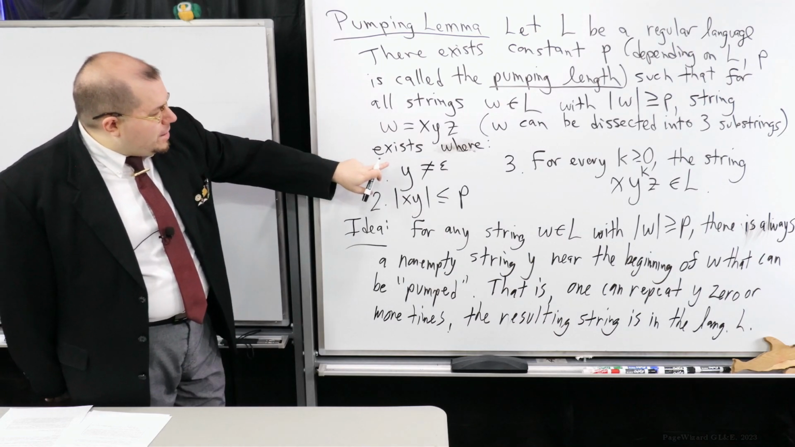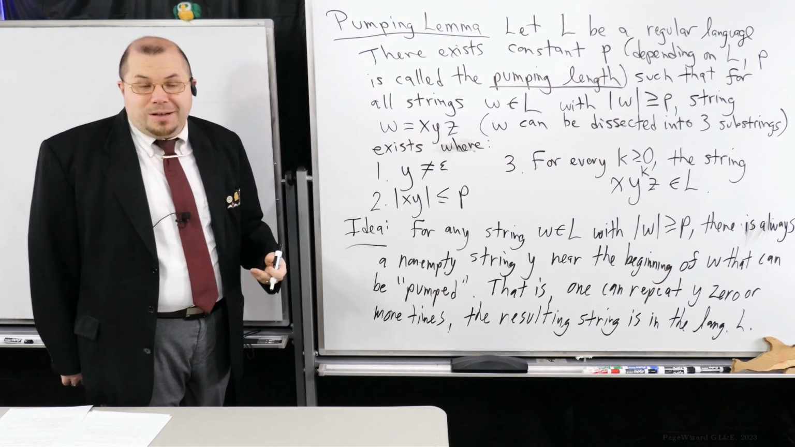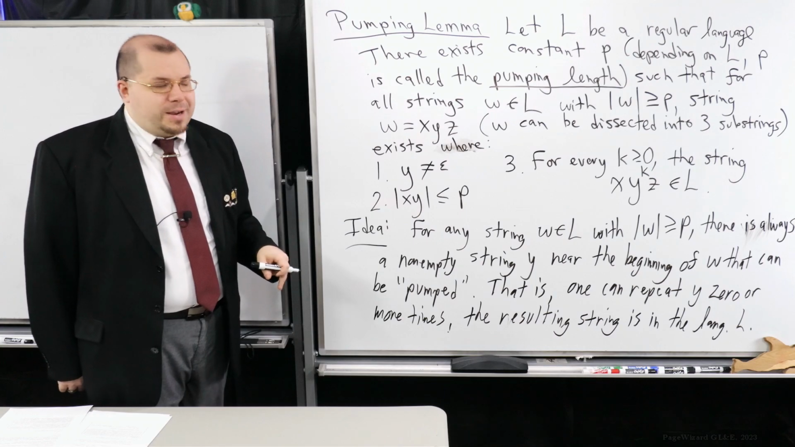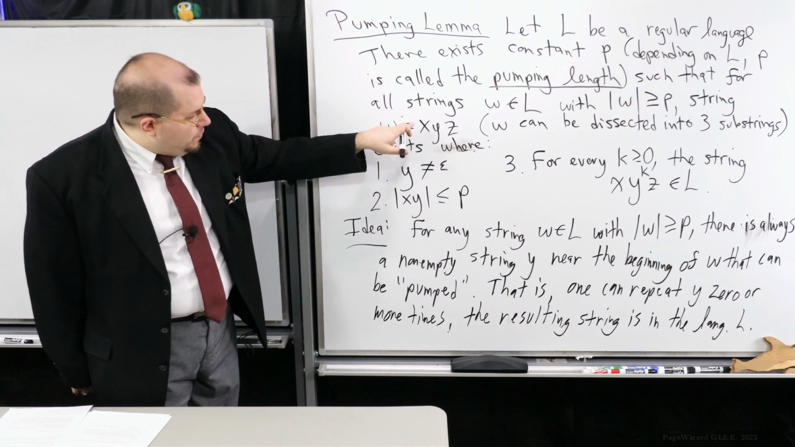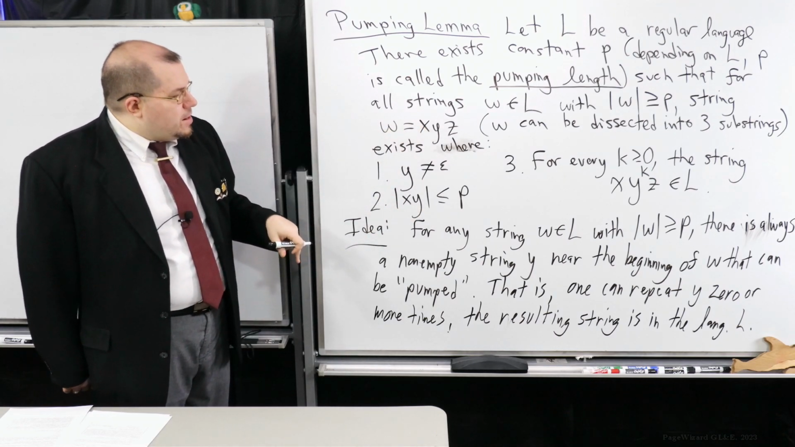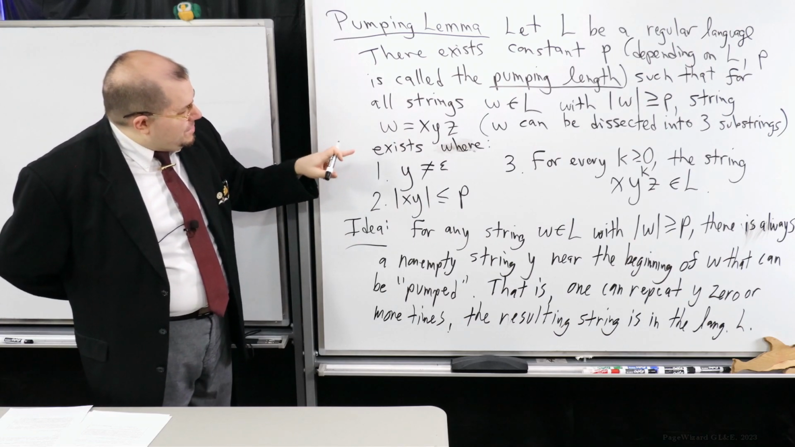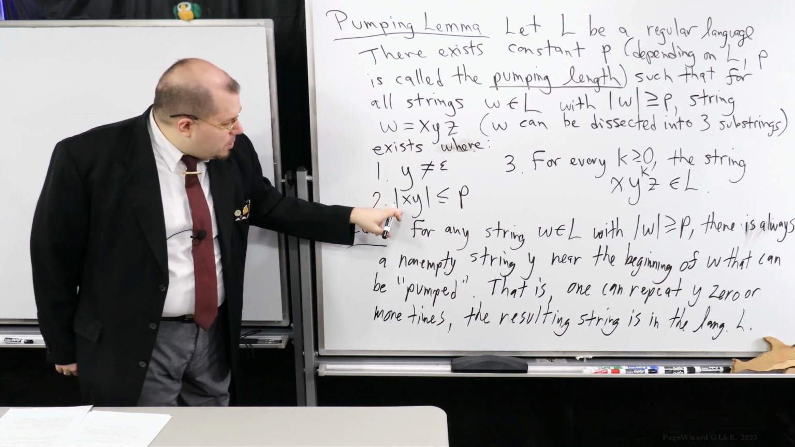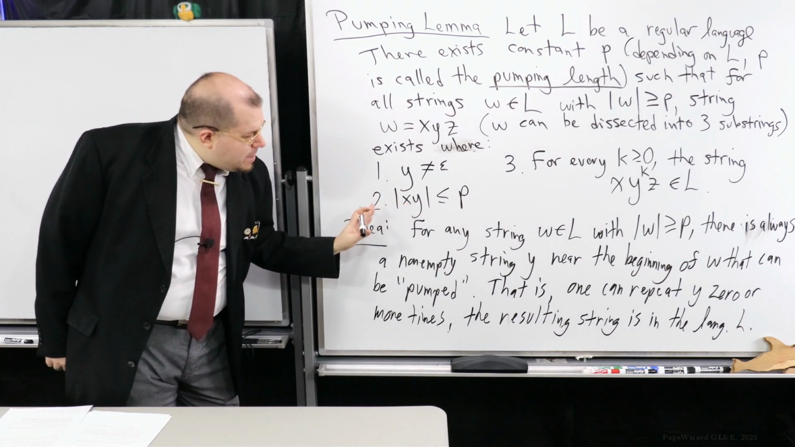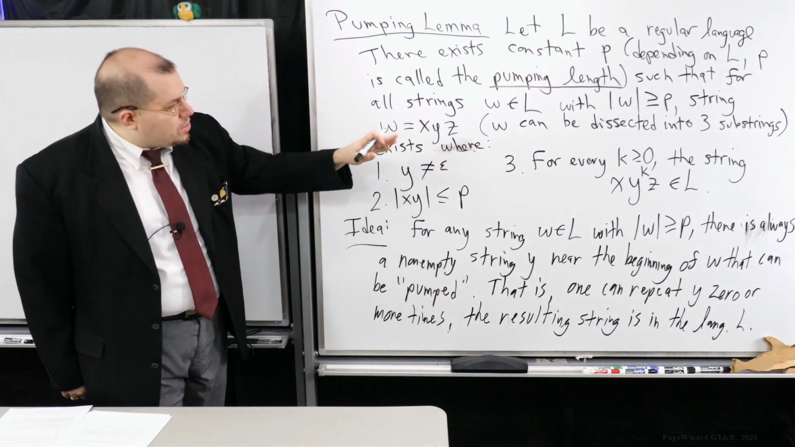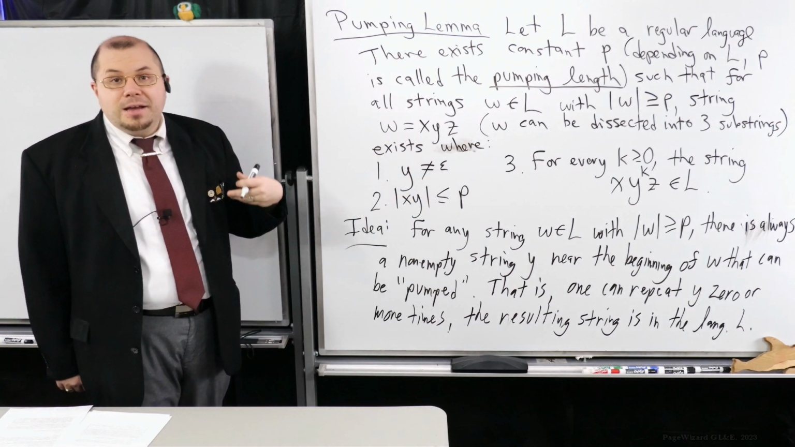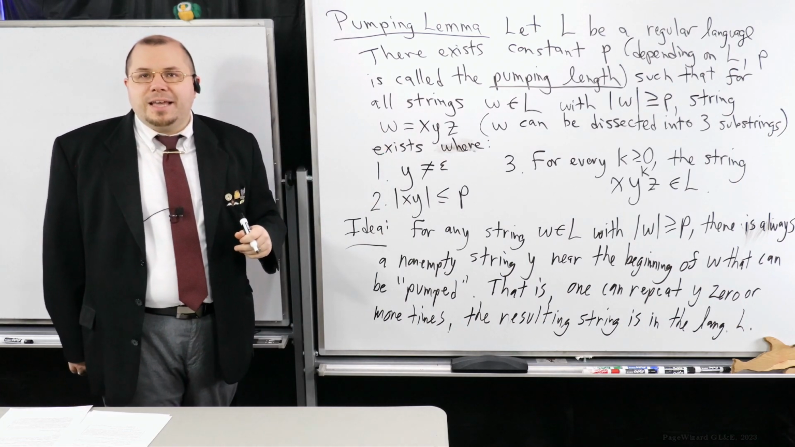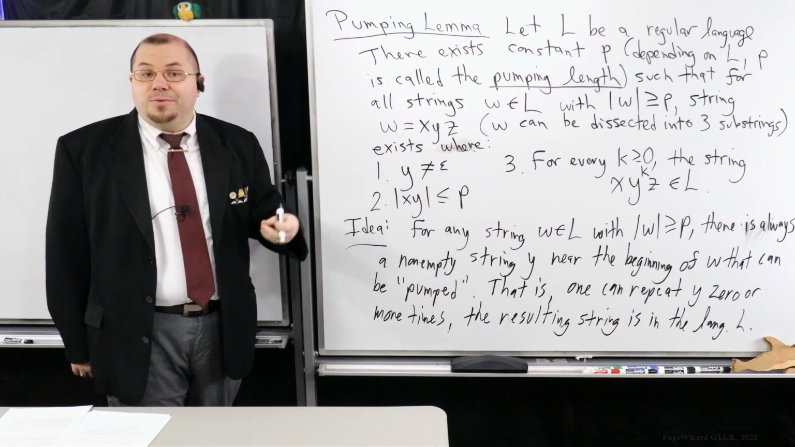First, the y part is non-empty, meaning that it consists of at least one symbol. Second, this y part happens near the beginning of the string, namely that xy, the first two parts of this three-part decomposition or dissection of the string into three substrings, cannot be any longer than the pumping length. And the third property is that for every k greater or equal to 0, the string xy^k z is in the language L.